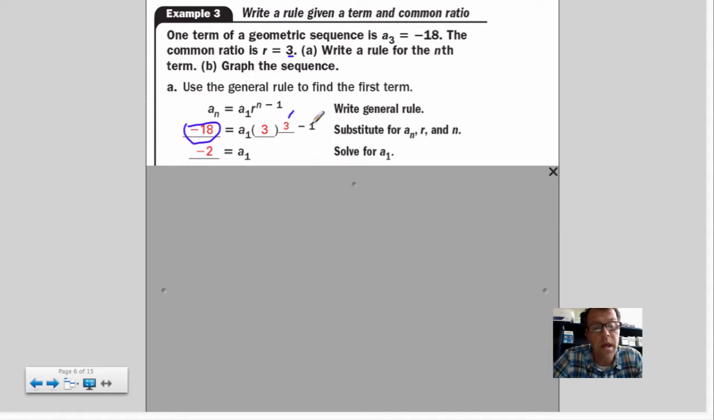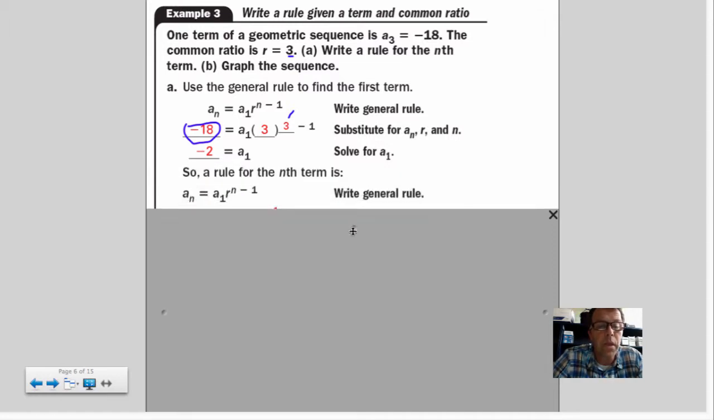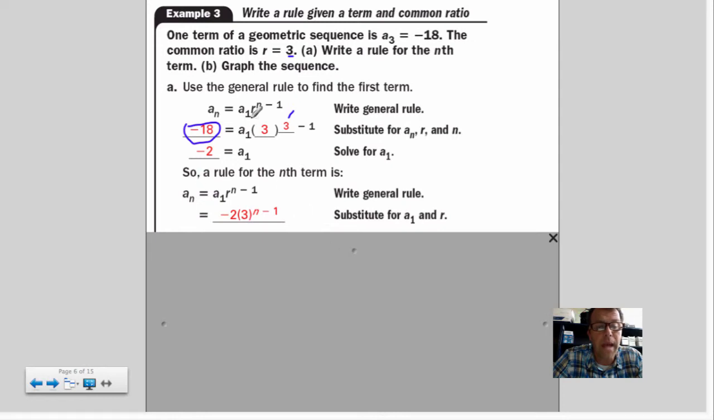3 minus 1 is 2, 3 to the 2 is 9, -18 divided by 9 is -2. They did a bunch of steps there without showing. That's all right. And then we would put all that material back in, right? So here's the formula. We now know the first term. Could have been nice if they had done a sub n is equal, and you would circle this as your final answer.